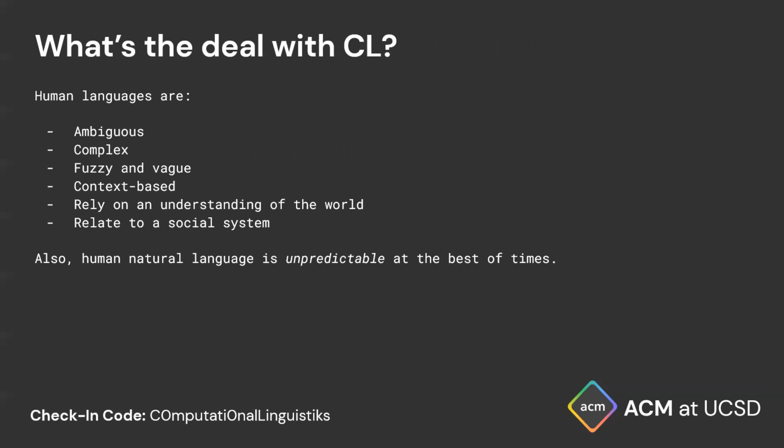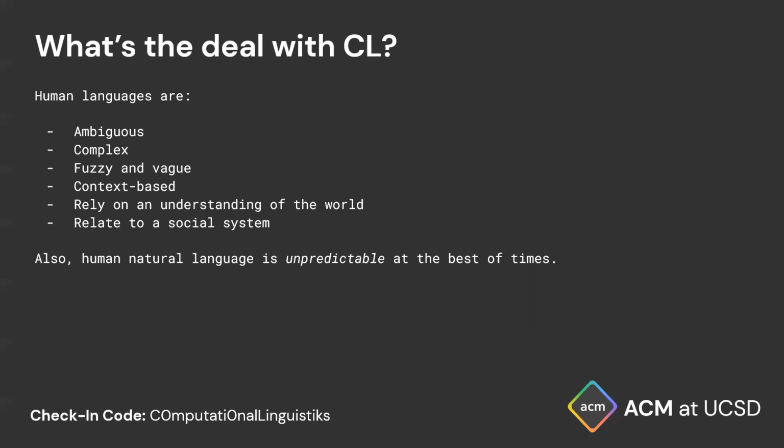So what makes computational linguistics quote unquote hard? First of all, human language is kind of awful in terms of making sure the point is put across. So they're ambiguous, complex, fuzzy, or vague, heavily context-based, and rely on the understanding of the world as well as, say, social systems in order to understand what a sentence means.